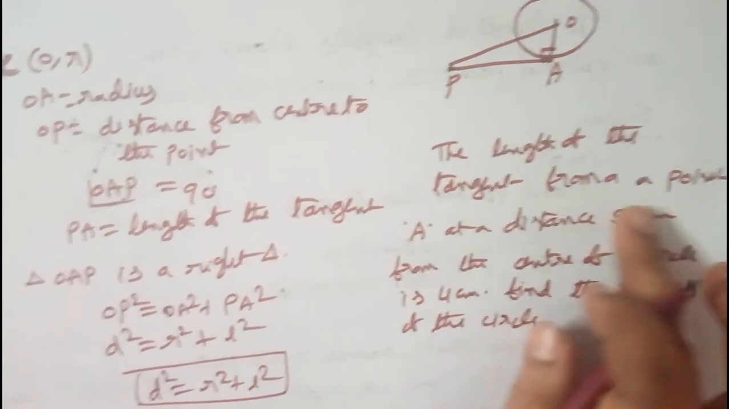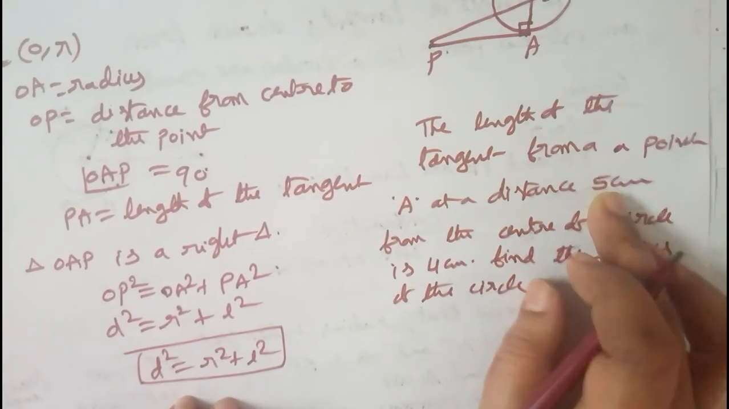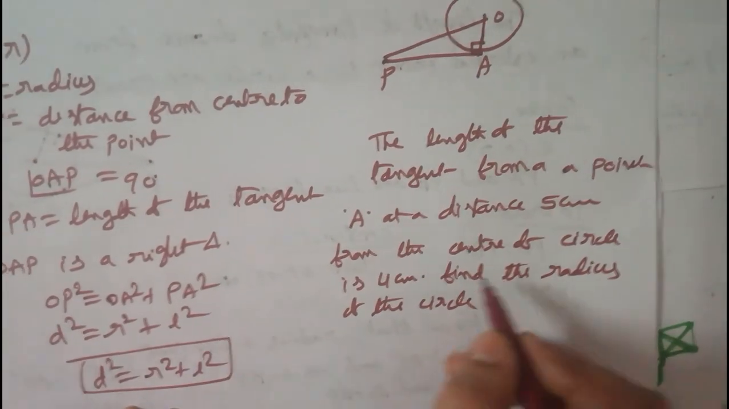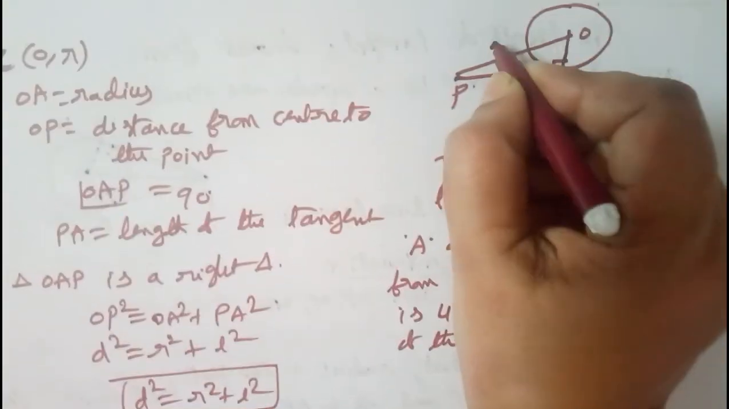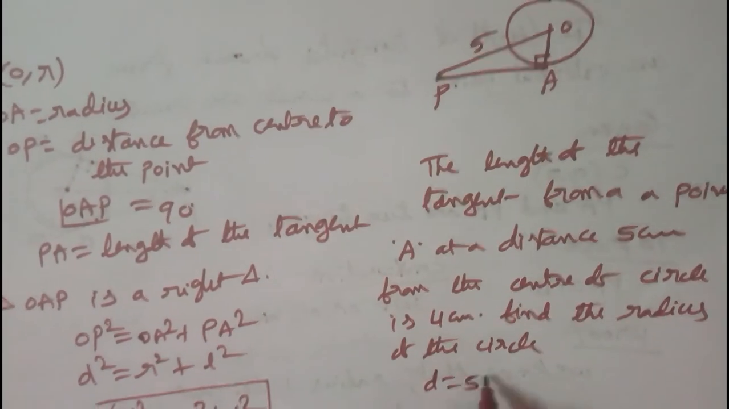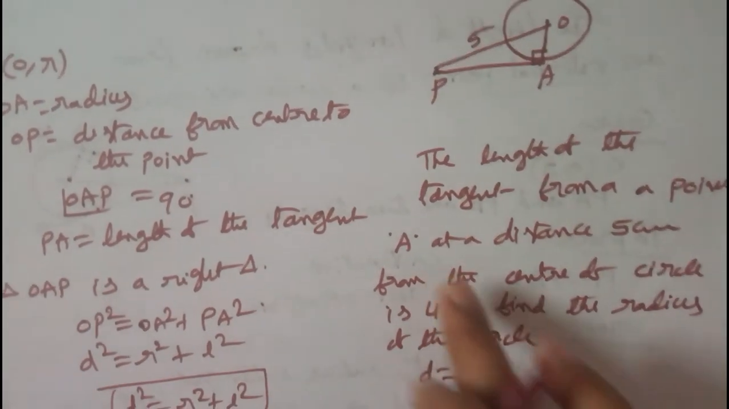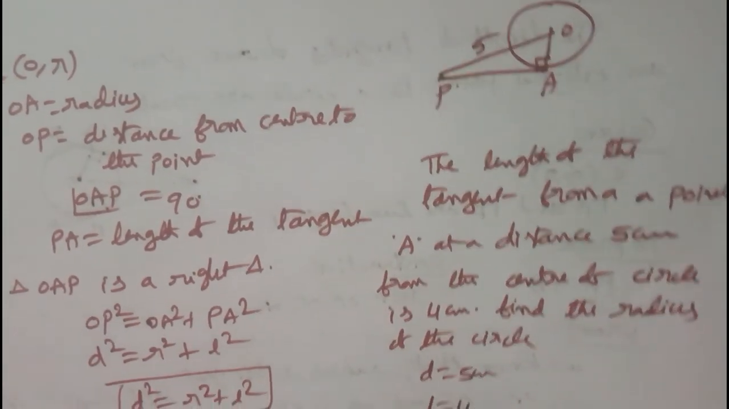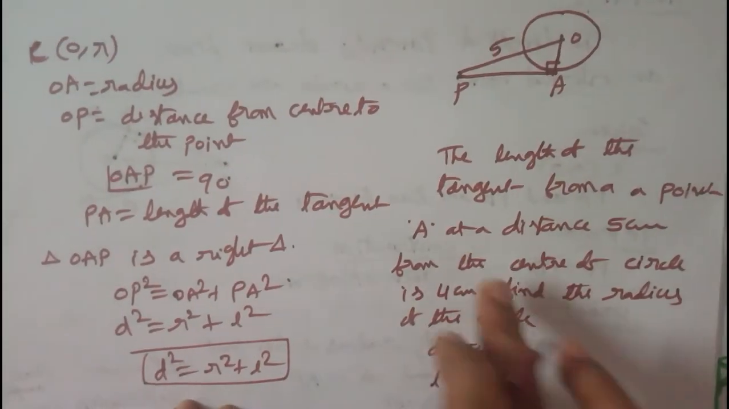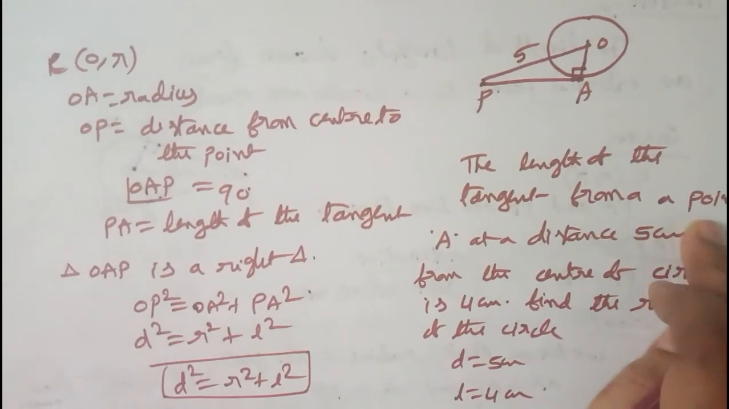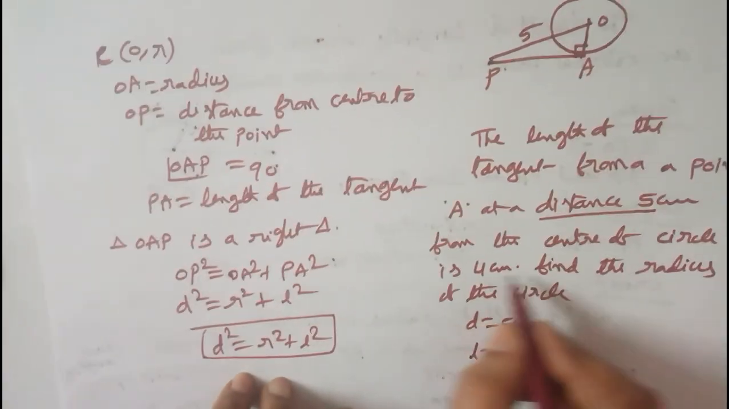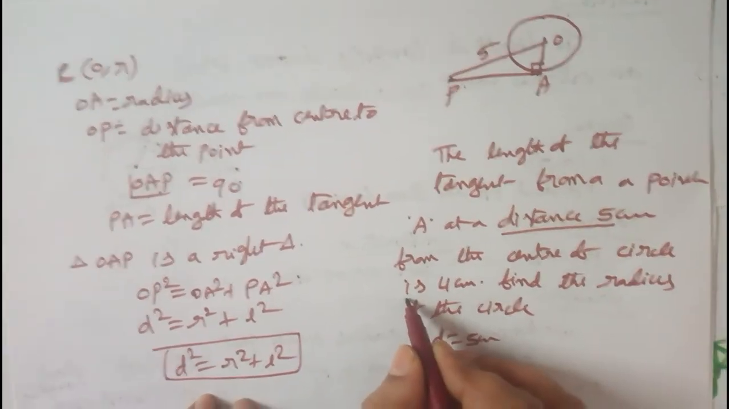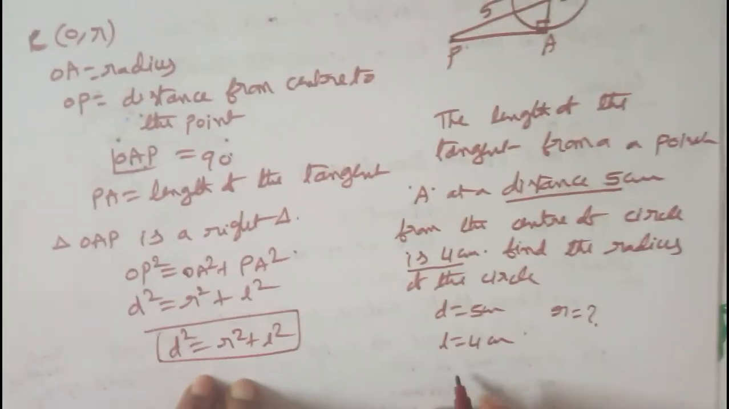The length of the tangent from a point at a distance of 5 centimeters. Distance is 5 centimeters, that means OP, D, is equal to 5 centimeters. The length is 4 centimeters, L is equal to 4 centimeters. What do you have to find? The radius. You have to find the radius. So what is the relation?